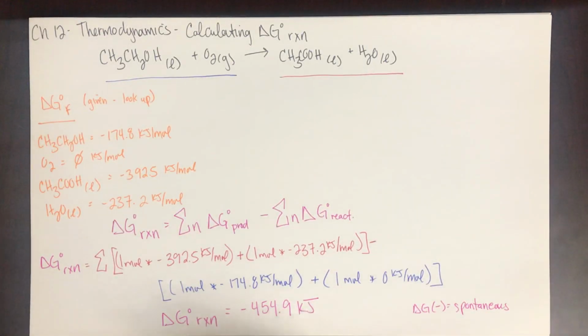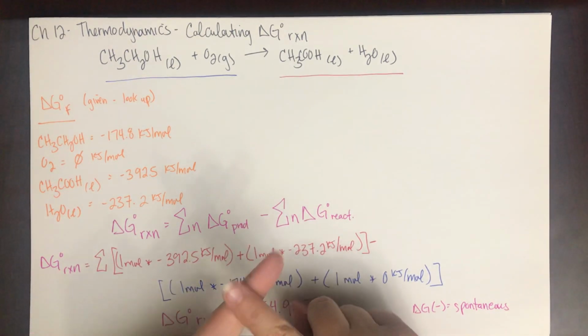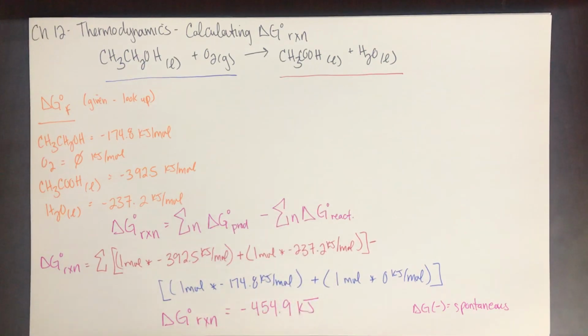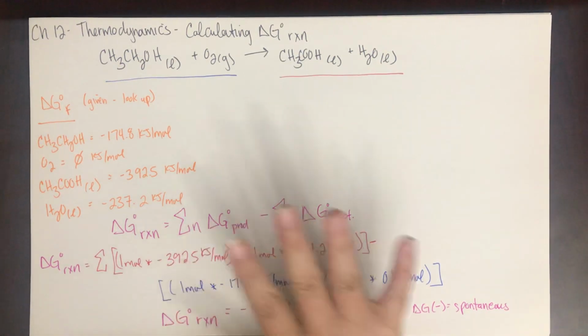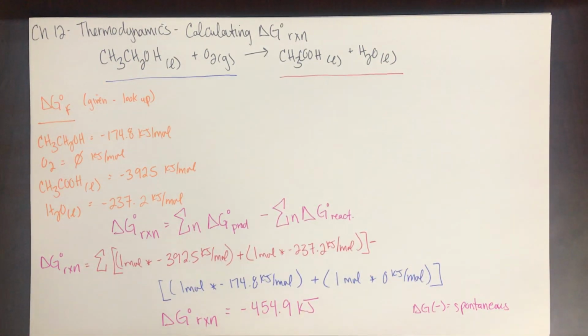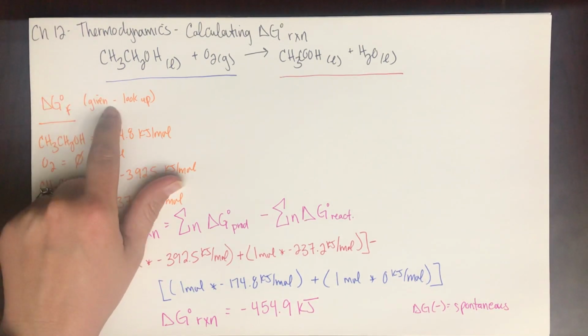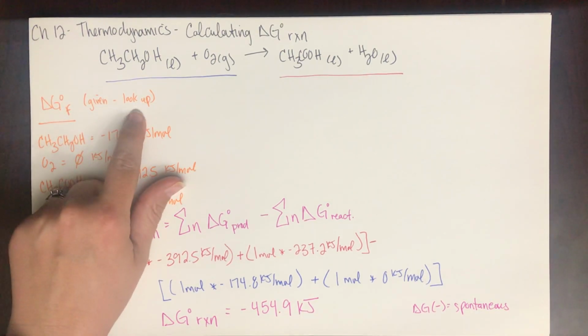So in thermodynamics, we're looking at energies, dispersal of energies, and heat in chemical reactions, and this is another way to solve for the free energy of a reaction when you are given the delta G's of formation that you're either given in the problem or you're looking up in a book.